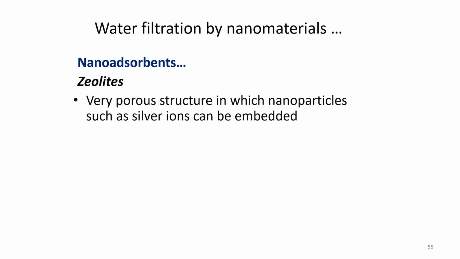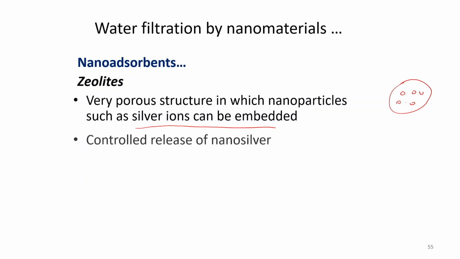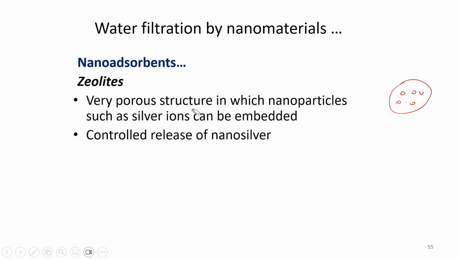So, the advantage here is that it is a very porous structure in which nanoparticles such as silver ions can be embedded. In a zeolite, the porous structure embeds the nanoparticles, like silver nanoparticles, and allows the controlled release of nanosilver. So, it is a controlled release.